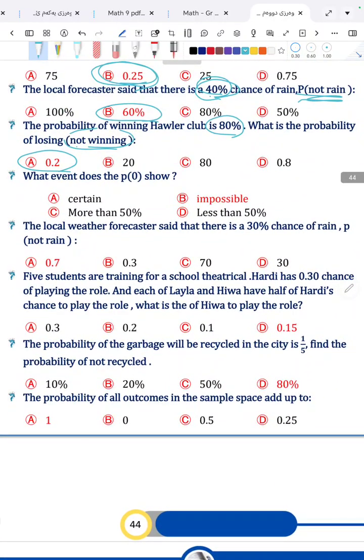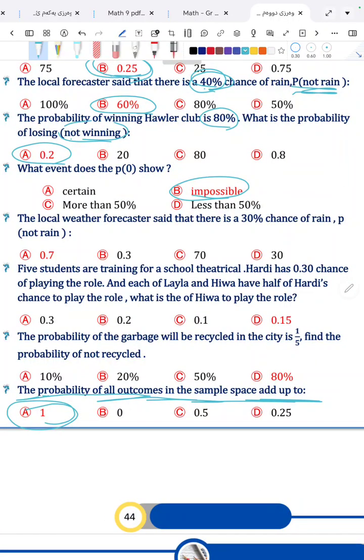What's the probability of 0? We know it's impossible. Still, what's the probability of certain? It's 100%. Okay. Now, what's the probability of all outcomes in the sample space? It's up to 1.